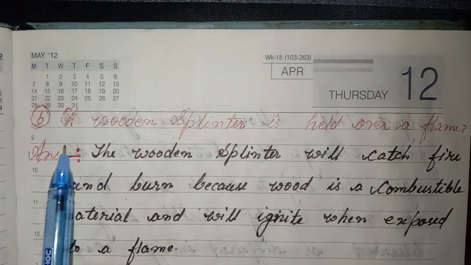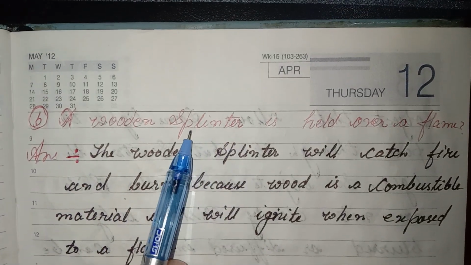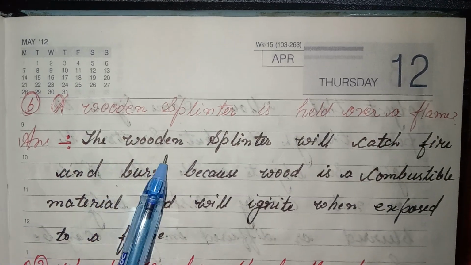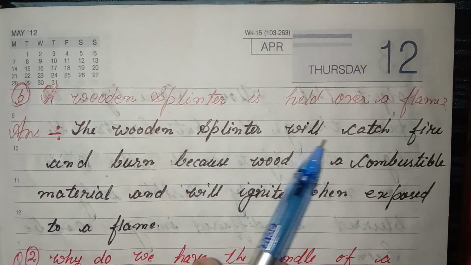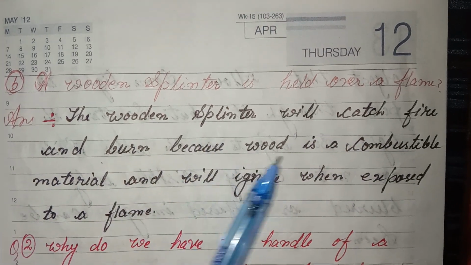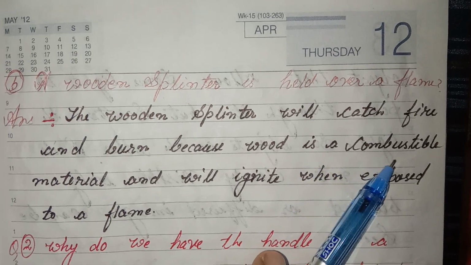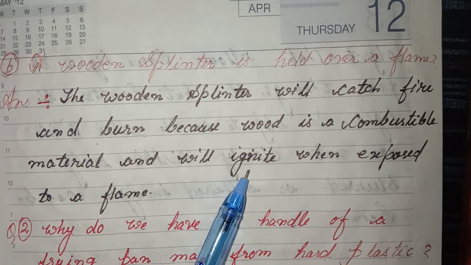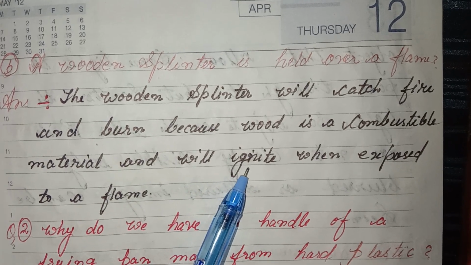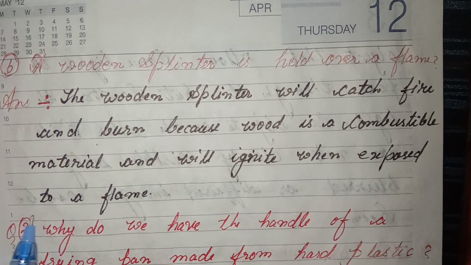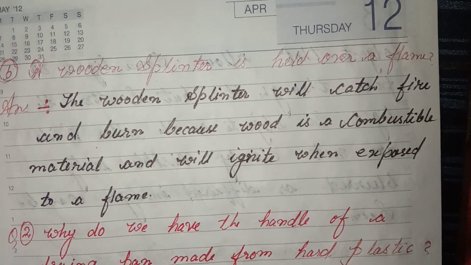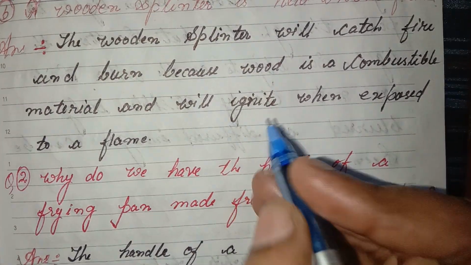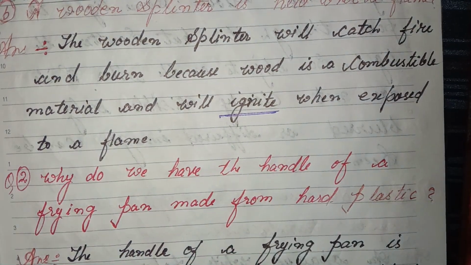B question: a wooden splinter is held over a flame. Answer: the wooden splinter will catch fire and burn because wood is a combustible material and will ignite when exposed to a flame.